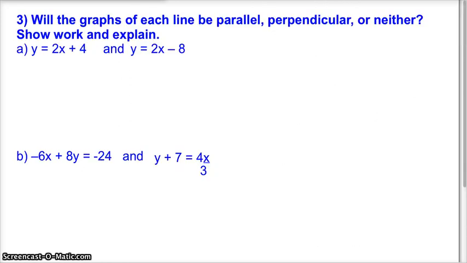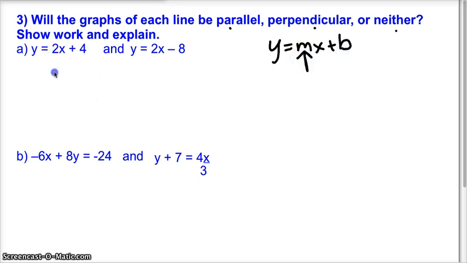All right, so in number 3 it says, will the graphs of each line be parallel, perpendicular, or neither? So in order to be parallel, they have to have the same slope. Perpendicular, opposite, reciprocal slope, and neither is just none of those two clauses. But in order to determine slope, we need to get the equation of the line in y equals mx plus b, because from here we can identify slope.